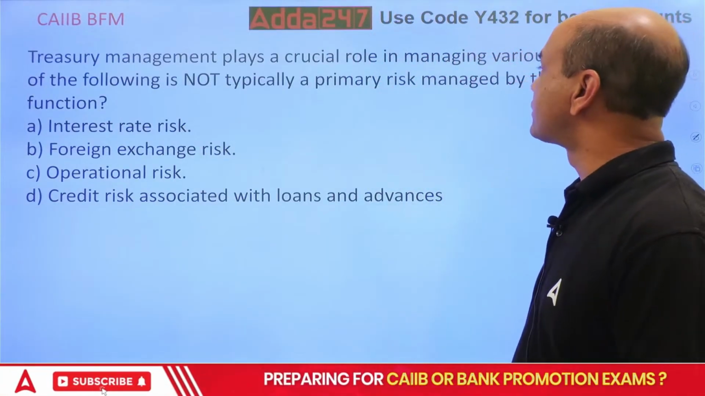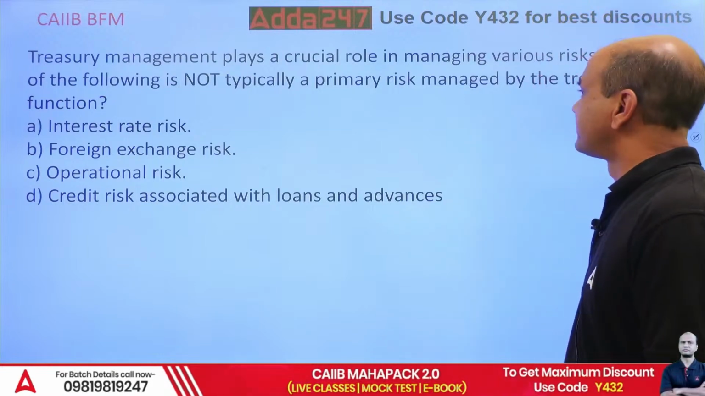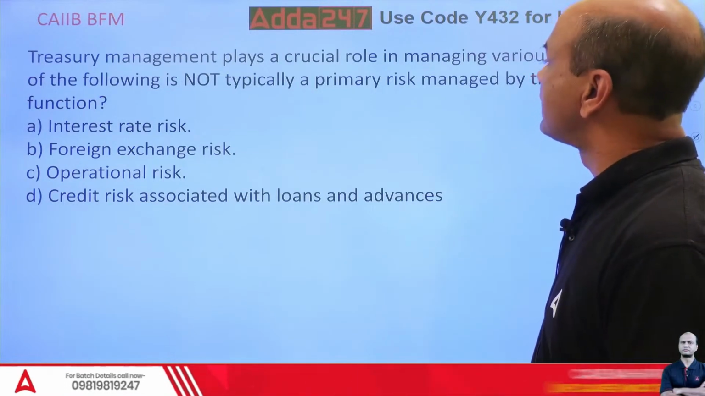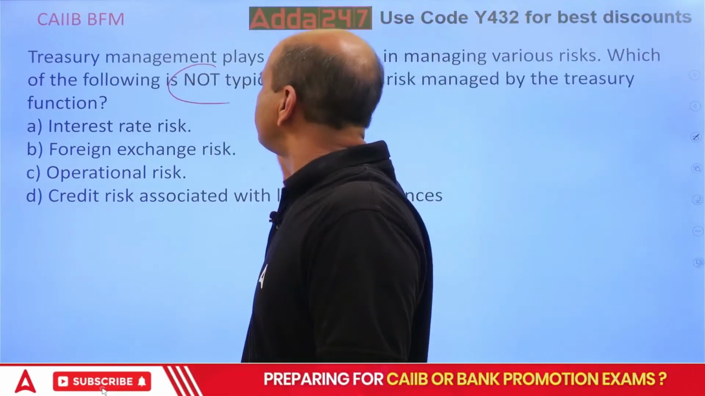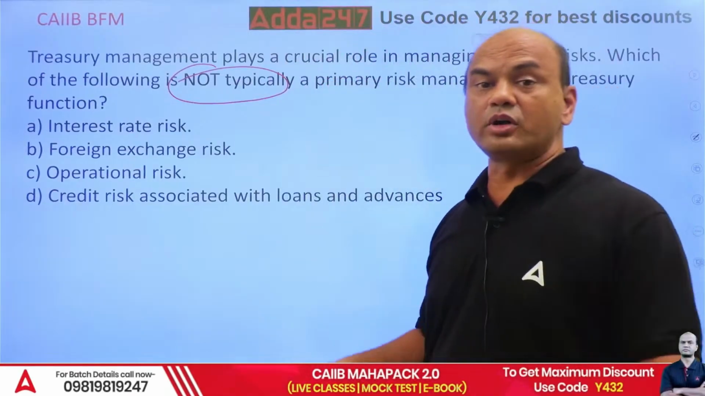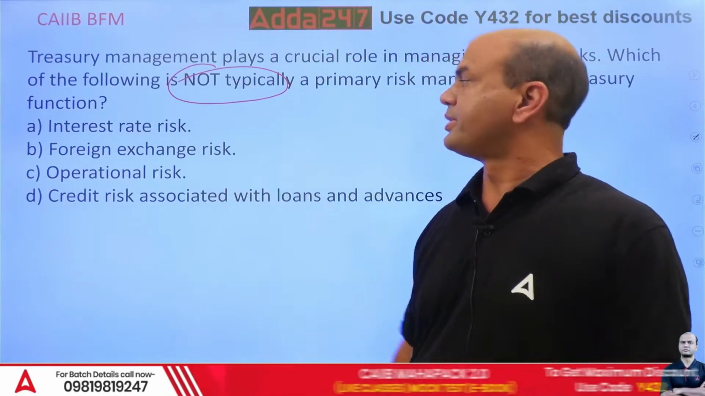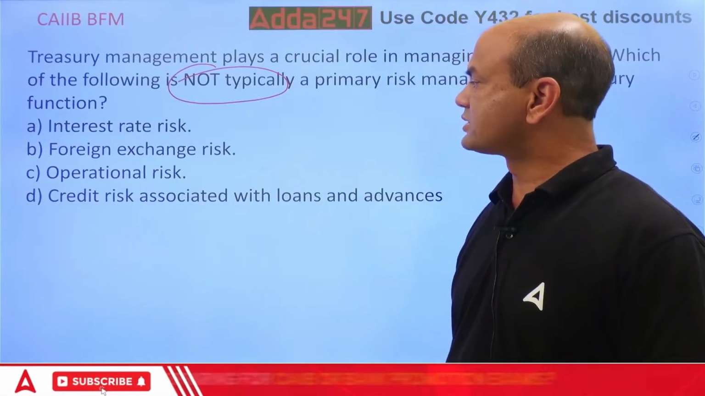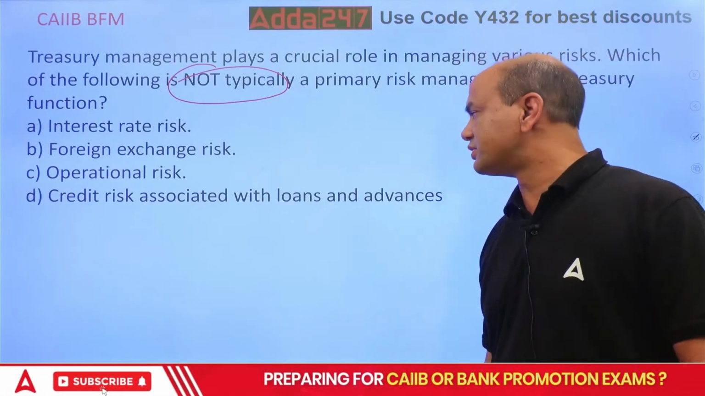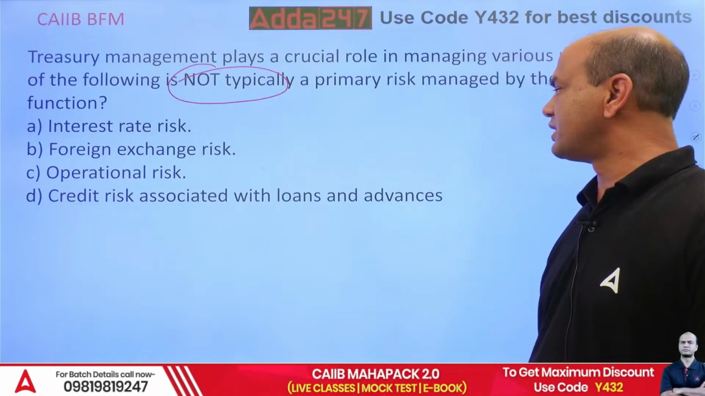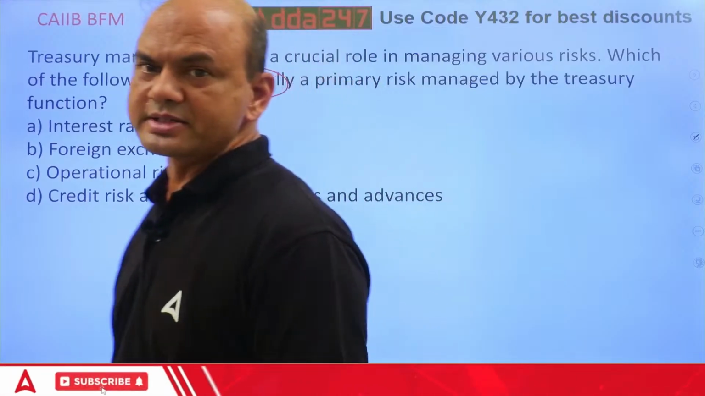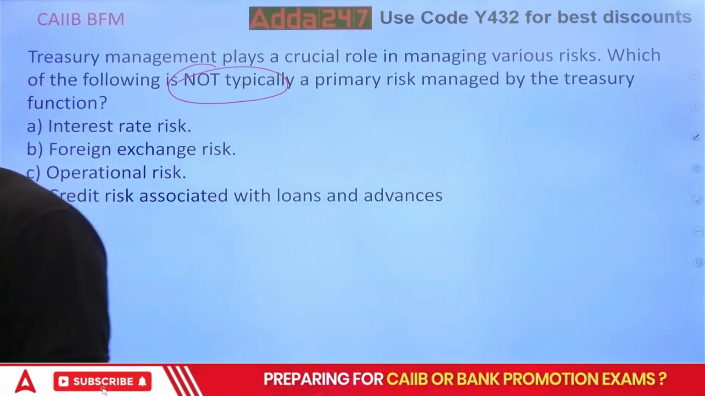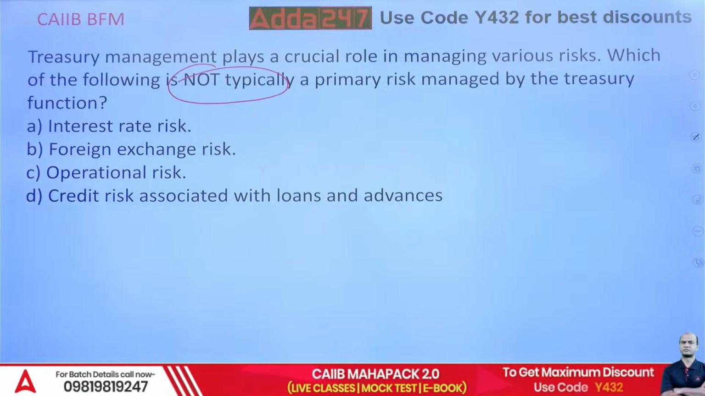Treasury management plays a crucial role in managing various risks. Which of the following is not typically the primary risk managed by the treasury? Treasury manages all the risks, but which is not managed by treasury? Interest rate risk, foreign exchange risk, operational risk, credit risk associated with loans and advances. What is not managed by treasury? Think of it.